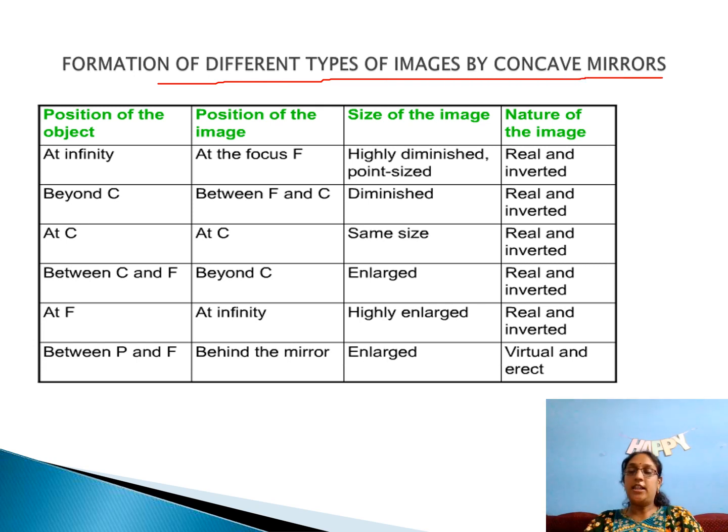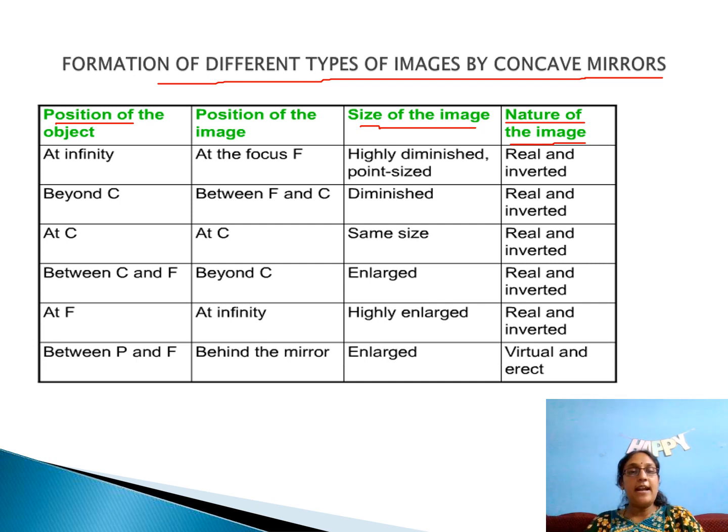So we saw this in 6 cases. Okay. So for simplification, for more understanding, they have tabulated it here. That is your position of the object, where you keep the object, and the position of the image. Then what about the size of the image? Then what about the nature of the image? Whatever we saw in the earlier ray diagrams, in simplified form in order to remember it.